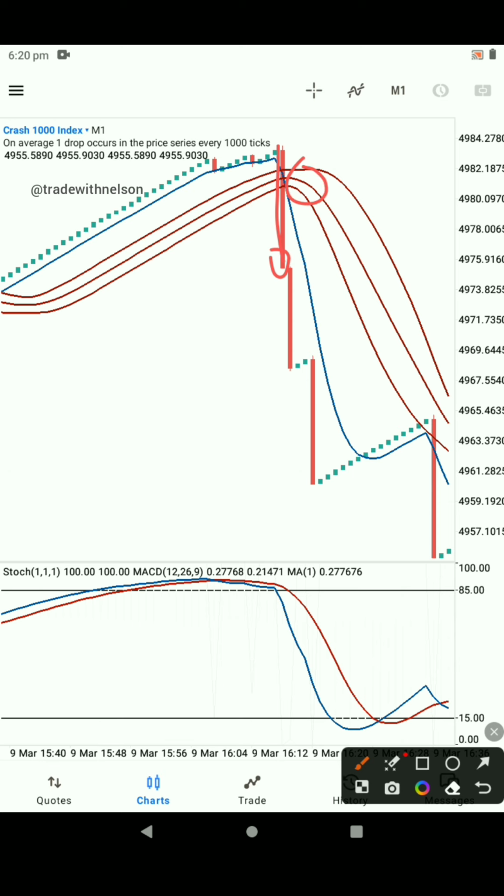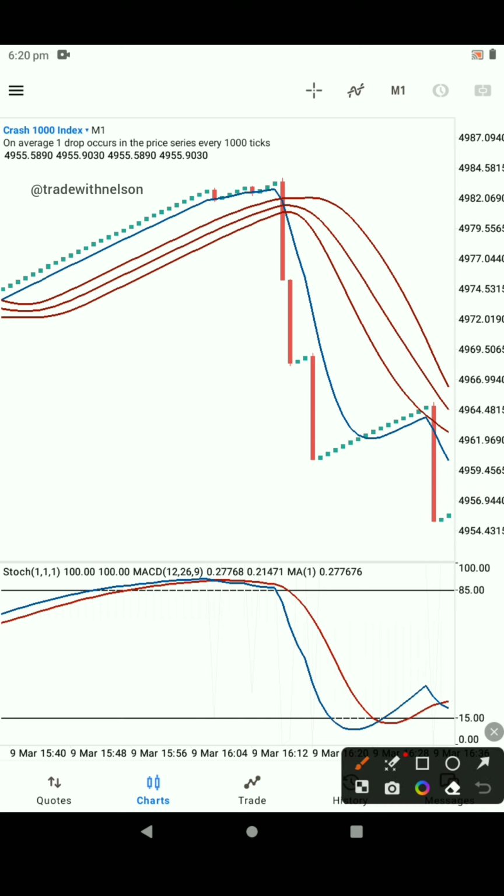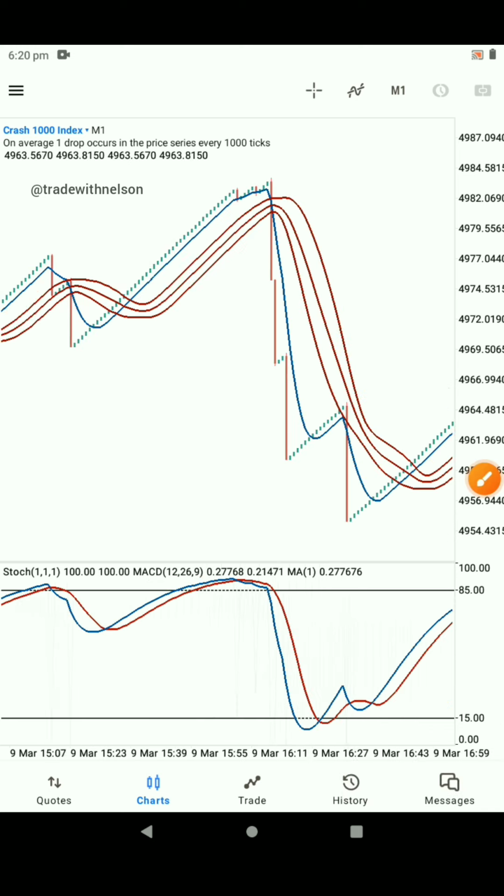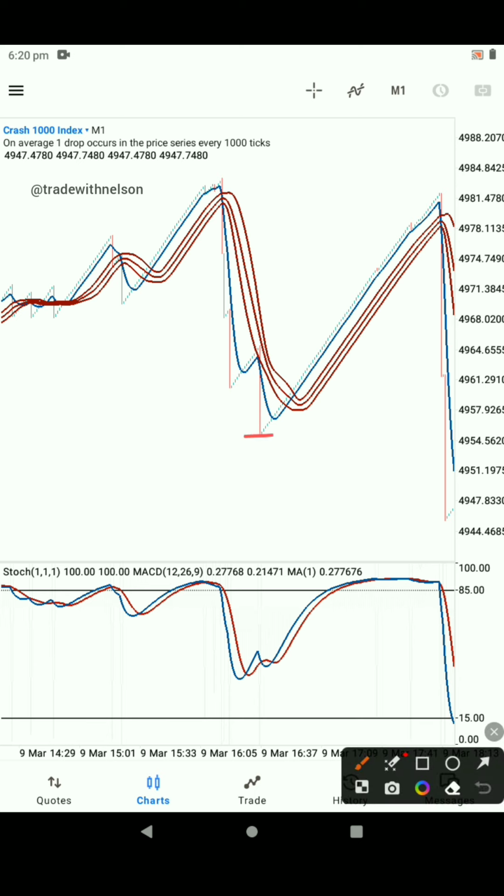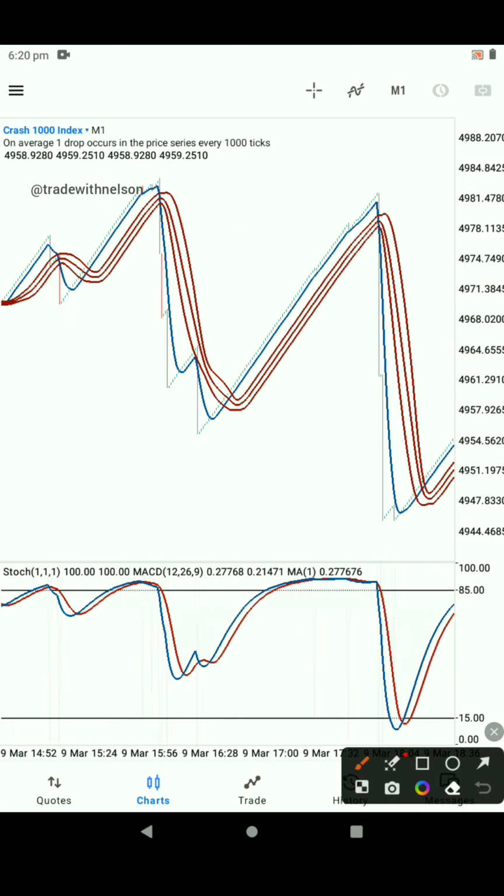Once the market breaks the Bollinger Band and the moving average, you enter your sell immediately. You put your stop loss above this high, then you cash 2 to 3 spikes. You see 1, 2, and the third spike. You close your trade. You see that after the third spike, the market retraces to the entry point.